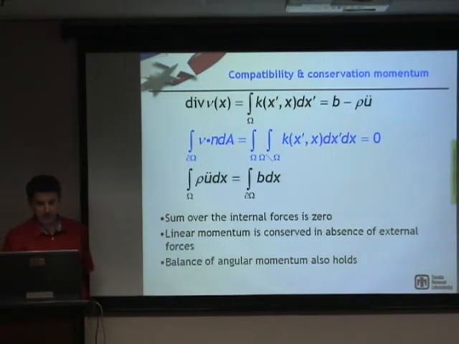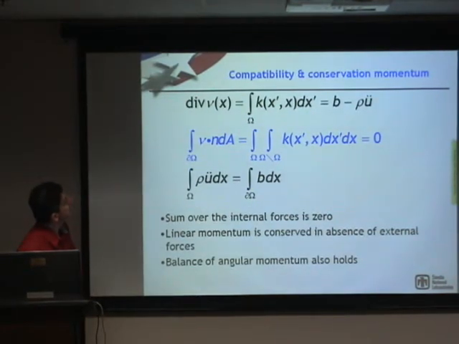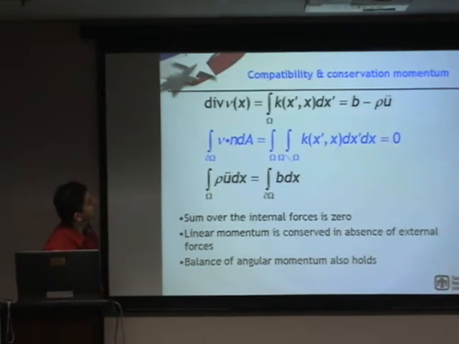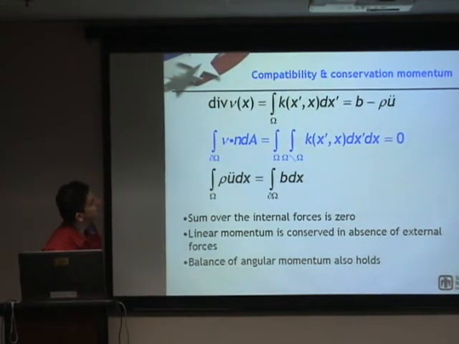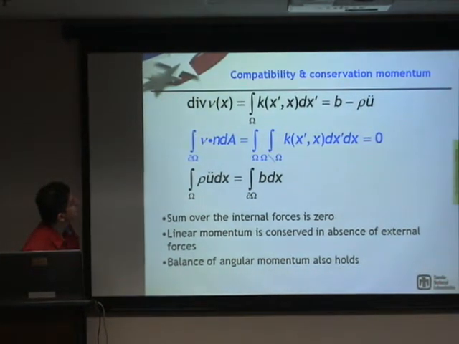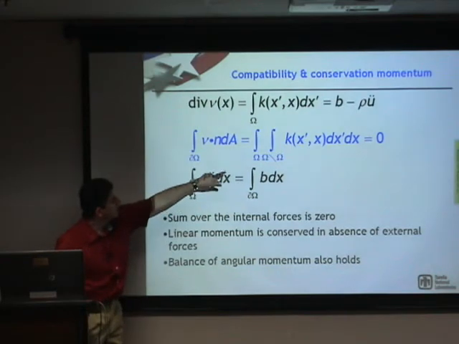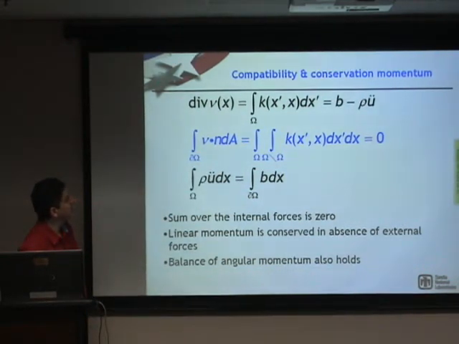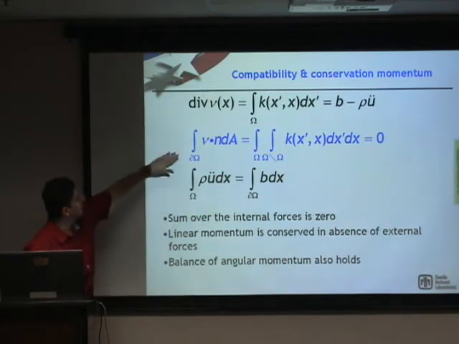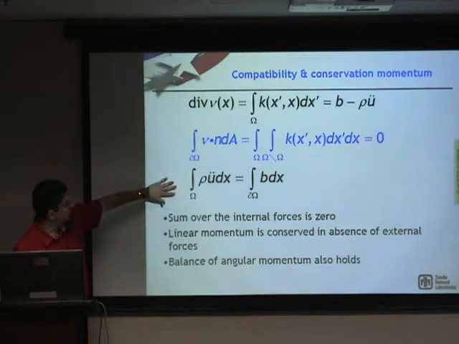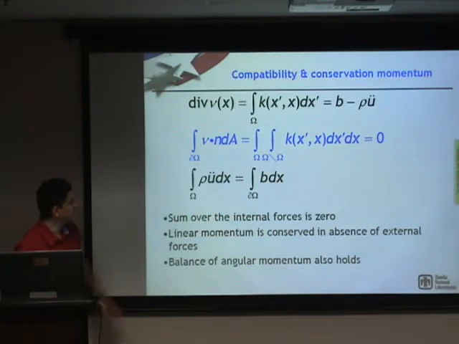Okay, so compatibility and some conservation of momentum. Again, I write down that equation. That's equal to the difference of the applied force and the inertia, right? Well, if I choose to integrate across the volume omega, then I get the following compatibility equation on a body force, and I get the conservation theorem that linear momentum is conserved in the absence of external forces if the integral of B is equal to 0. And this statement is nothing more than the sum of internal forces is equal to 0.